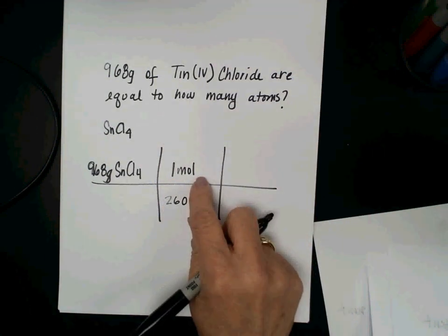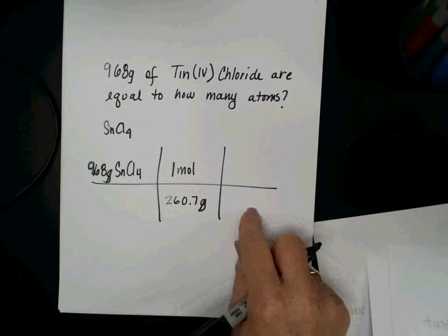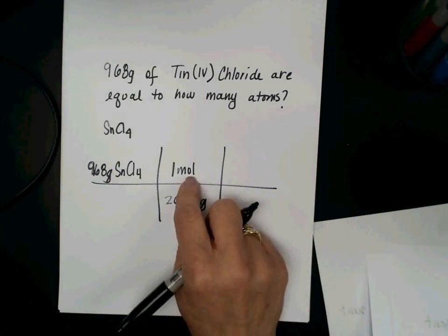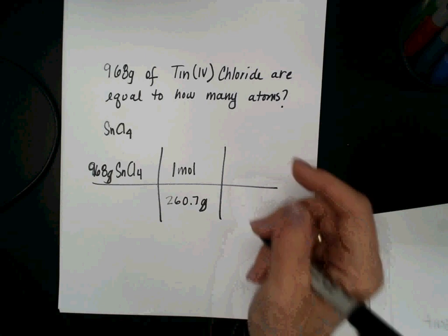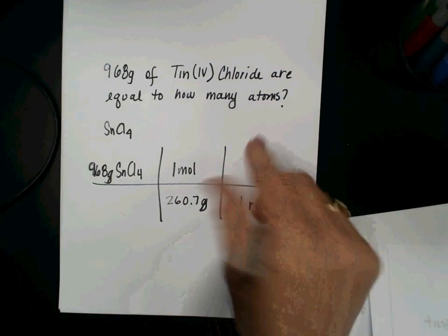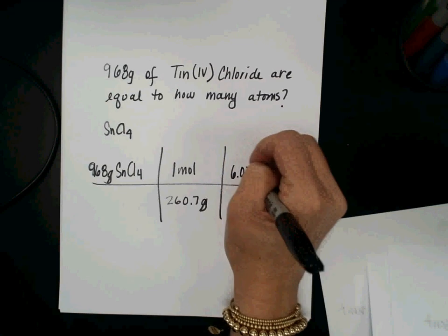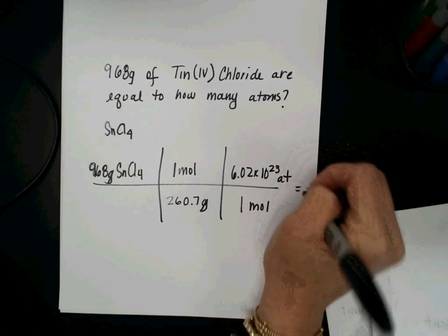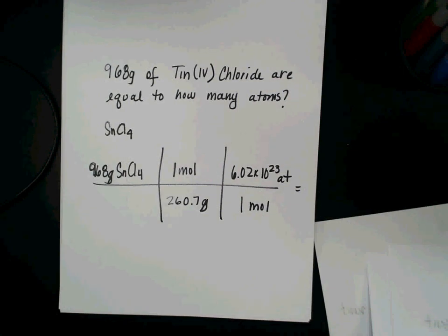Do you guys agree with this molar mass, this 260.7? Okay, so I'm going to get rid of my grams. I'm in moles. Do I want to be in moles? No, I do not. So, Lucas, what needs to go down here? Does 6.02 cancel out moles? Okay, good. 1 mole. Now, Lucas, what needs to go up here? Good. 6.02 times 10 to the 23rd atoms.